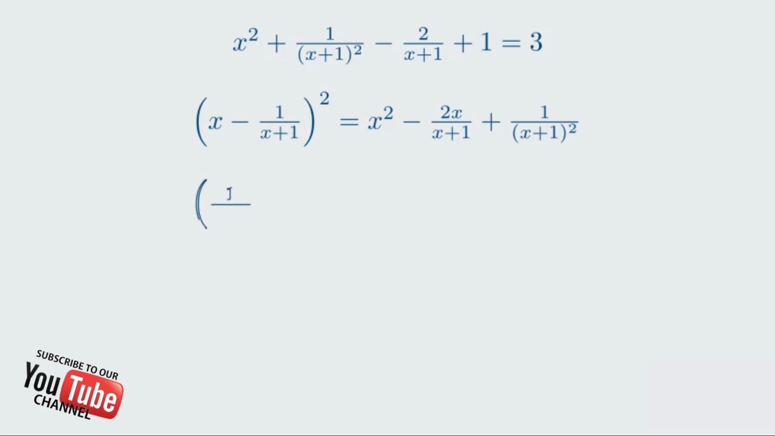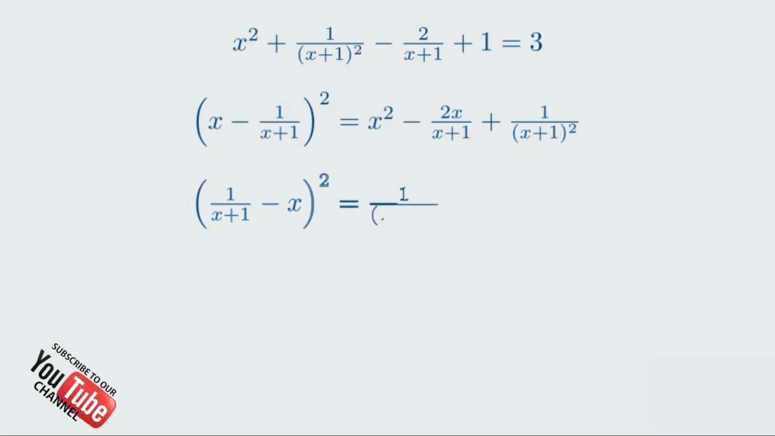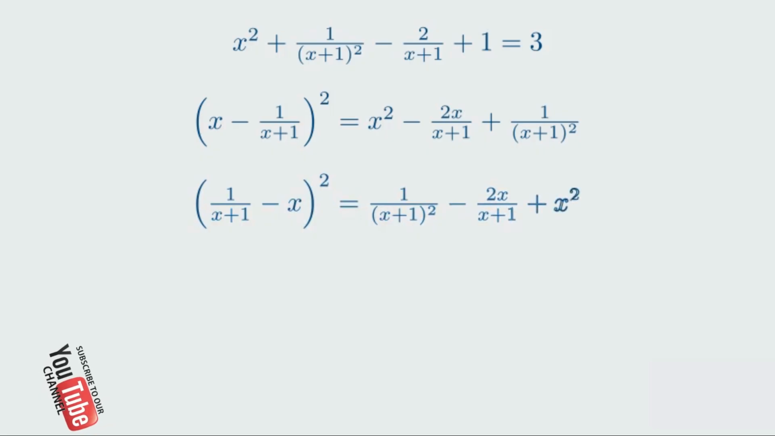Let's try squaring the quantity 1 over x plus 1 minus x. This equals 1 over x plus 1 squared minus 2x over x plus 1 plus x squared. This is exactly what we have, just in a different order. Aha! We found the perfect square. Our first three terms can be written as the square of the quantity 1 over x plus 1 minus x. Let's substitute this back into our main equation. Our equation becomes the square of the quantity 1 over x plus 1 minus x, plus 1, equals 3. This looks much simpler. Now we just need to solve for x.